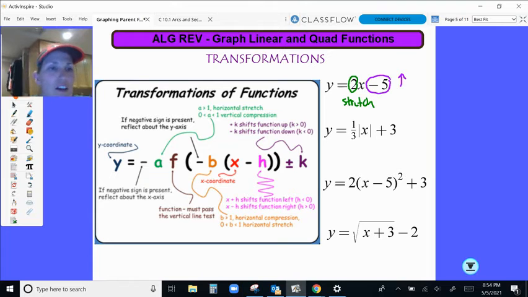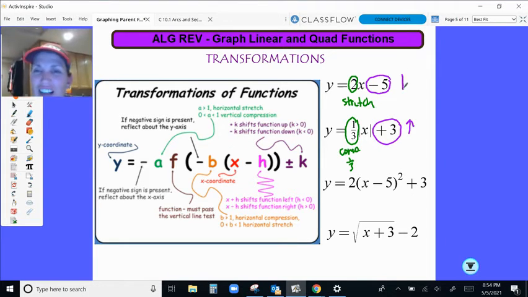We have a stretch here, or actually it's a compression. So it's actually going to be a compression of 1/3. And this is going to shift it up. I got to go back, guys. This is not up, this is down. Down 5. Sorry, this is up 3. This one we have kind of a combination.